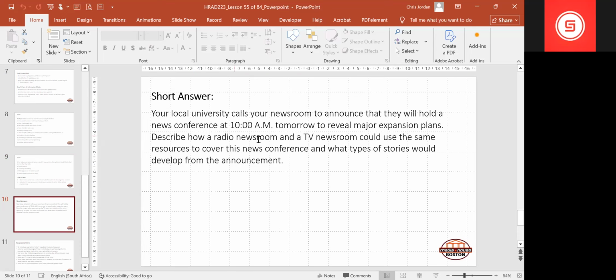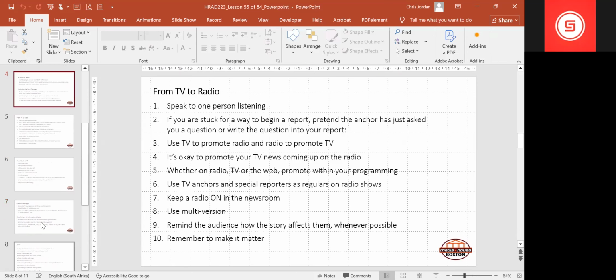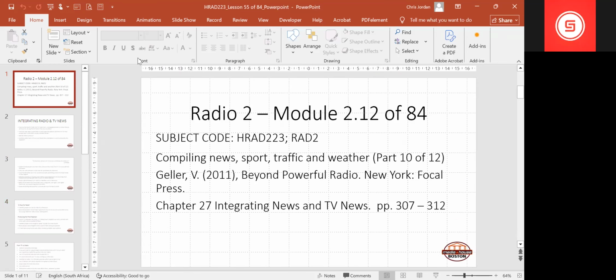Describe how a radio newsroom and a TV newsroom could use the same resources to cover this news conference and what types of stories they would develop from the announcement. Please do all these exercises. And when you do have contact, let's share.